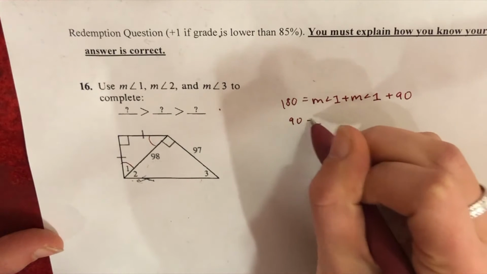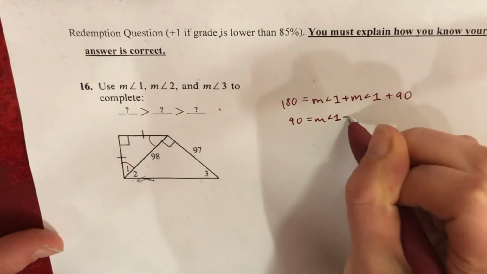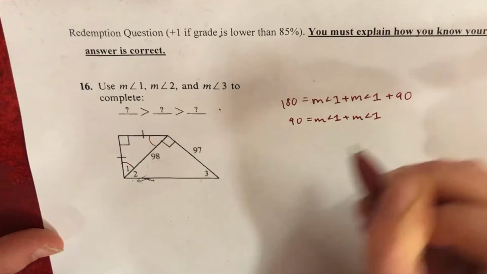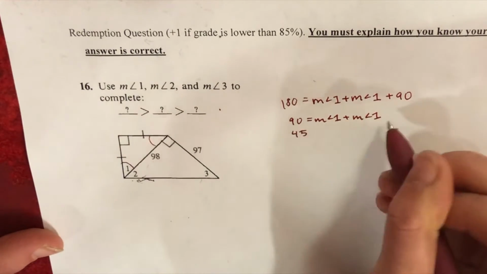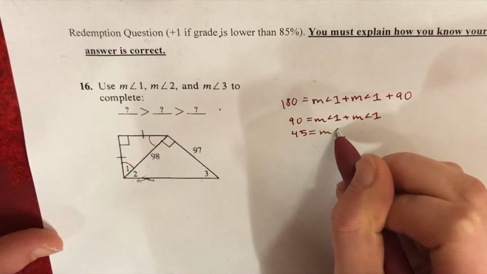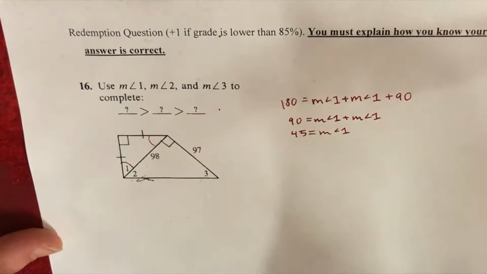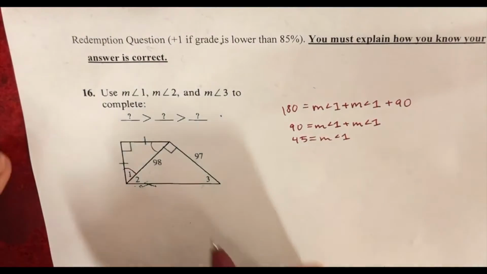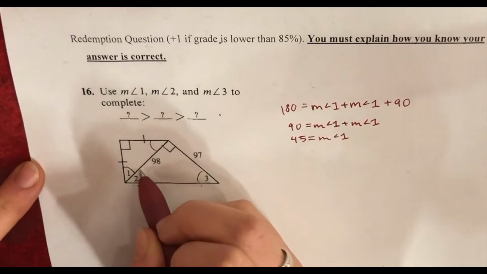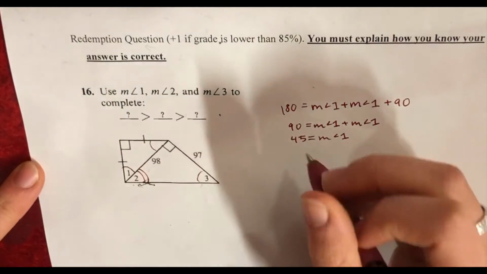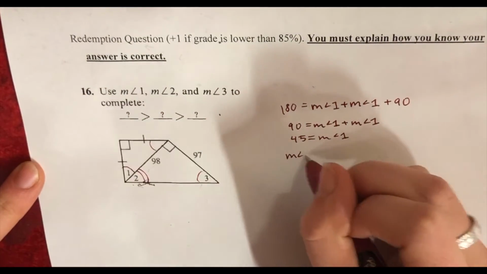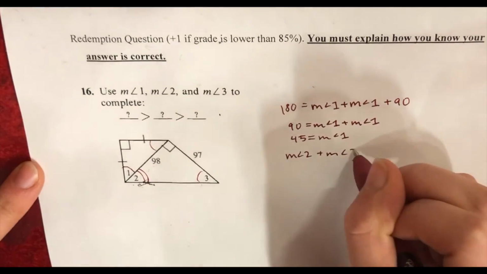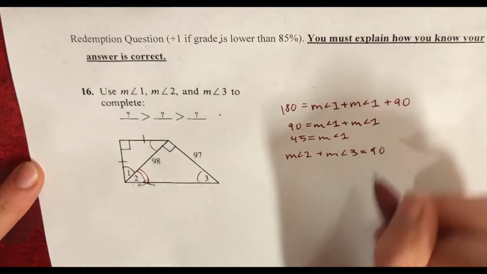So therefore, the base angles must be complementary. And since they are congruent as well, one base angle will be 45 degrees. In the second triangle, we also know that the base angles must be complementary. So the measure of angle 2 plus the measure of angle 3 is equal to 90.